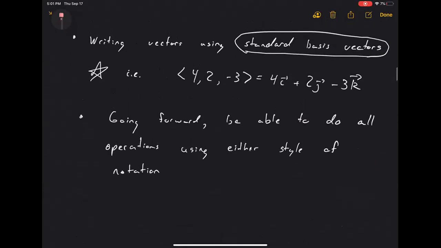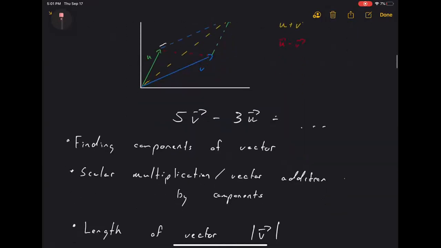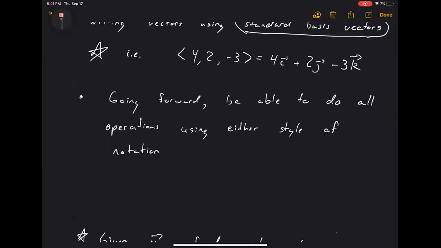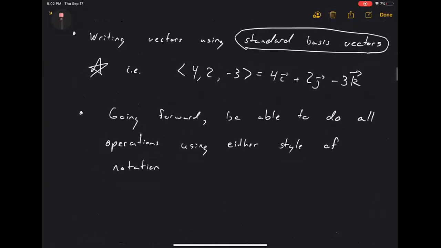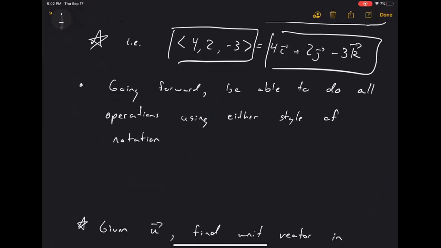And going forward, we're still early in the section, but in sections 12.3 and 12.4, we're going to be doing things like cross product, dot product, and so on. We should be able to do those operations whether we're given the vector in this form or in the standard basis form. So you need to be able to do everything using both styles of notation, and you should be able to write your answers using both styles of notation.